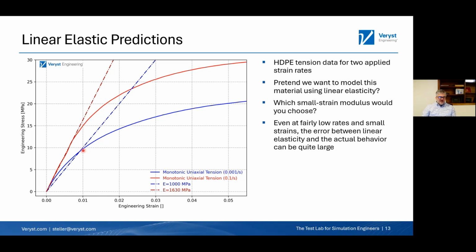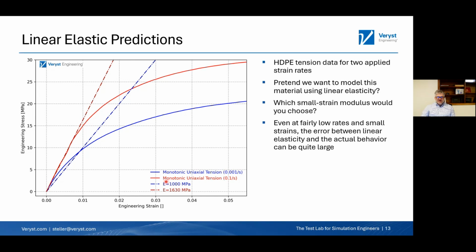Here at 1% strain, the test data at the higher rate is 50% higher than at the low rate. So how do we choose what our modulus is? If I choose the tangent modulus to both of these curves really at zero strain, I might get this red line. If I want to choose a secant modulus to this blue one to 1% strain or something like that, I get this blue line here.